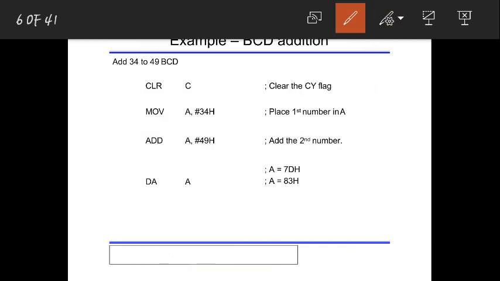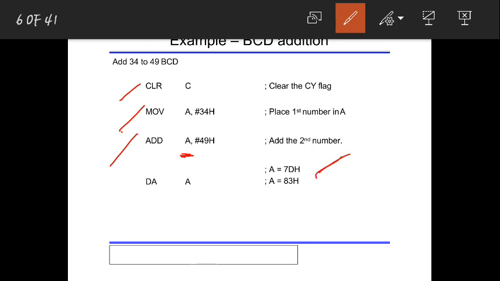Okay. So in this program, first you're just clearing the carry bit in the PSW register, then you are loading 34 into the accumulator, then you are adding 49. Already A has 34 in it, so it is adding 34 and 49. After this binary addition, the result will be stored in the accumulator, the destination itself, right? So A will be equal to 7DH.